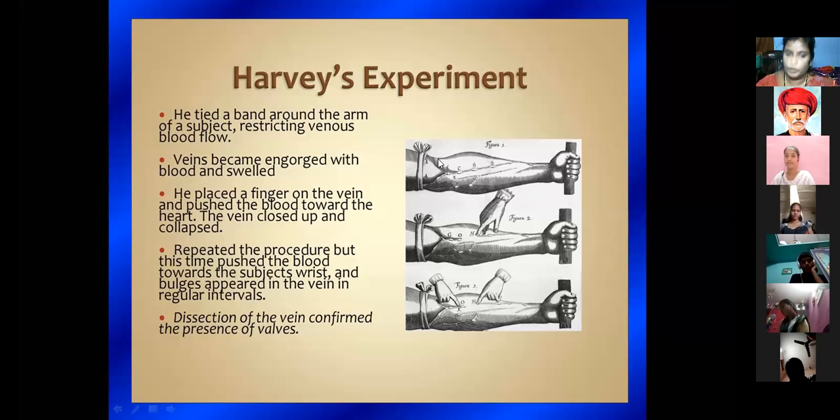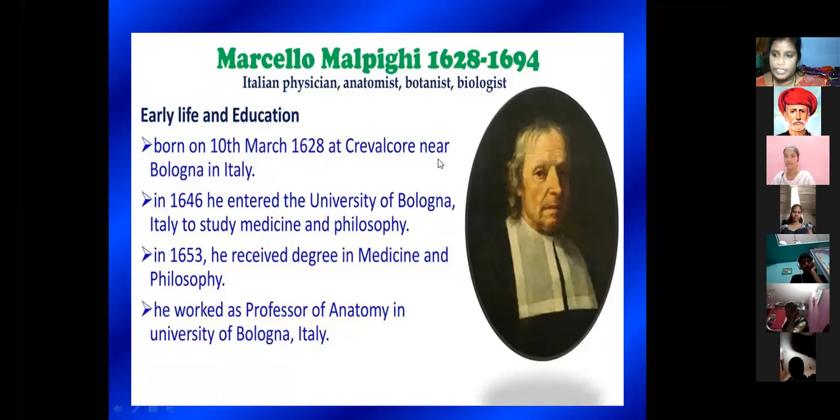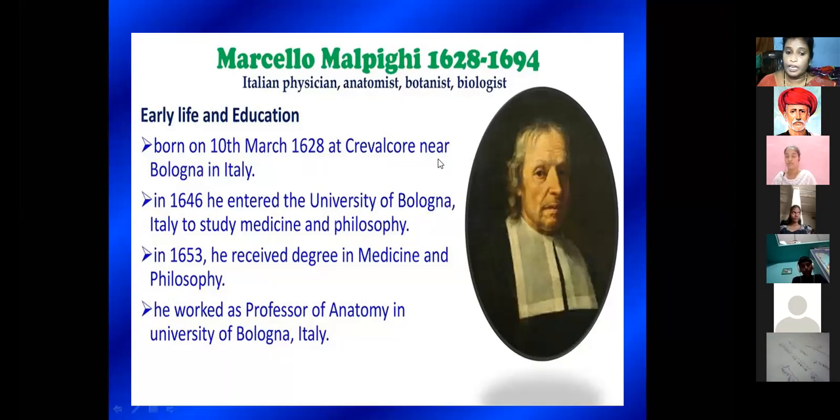Okay, madam. Next, another of the greatest scientists, Marcello Malpighi. He also worked on blood vessels and capillaries. He was an Italian physician, anatomist, botanist and biologist. He was born on 10th March 1628 in Italy. In 1646 he entered the University of Bologna in Italy, and he worked on the anatomy of blood, capillaries and vessels. He worked on so many activities.